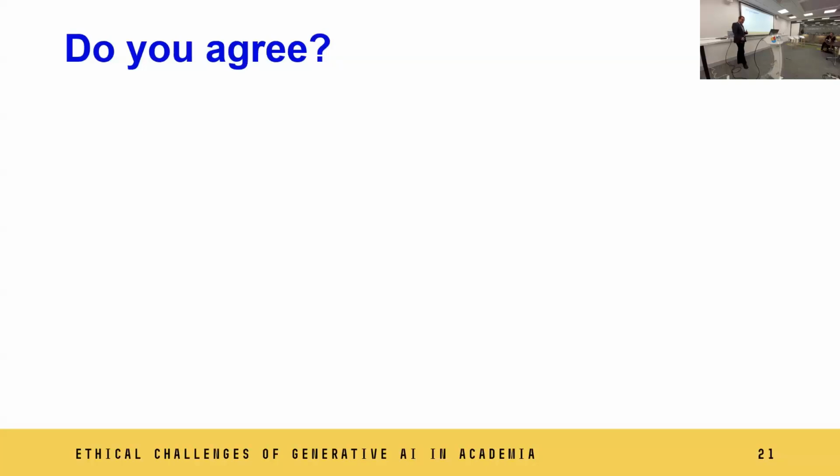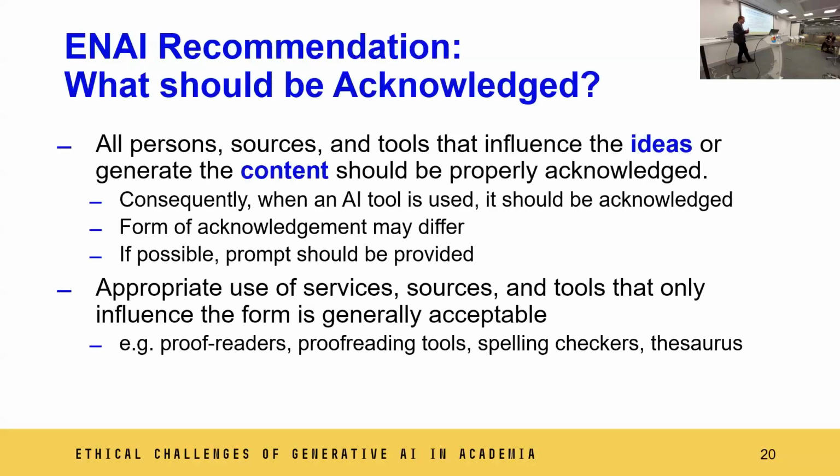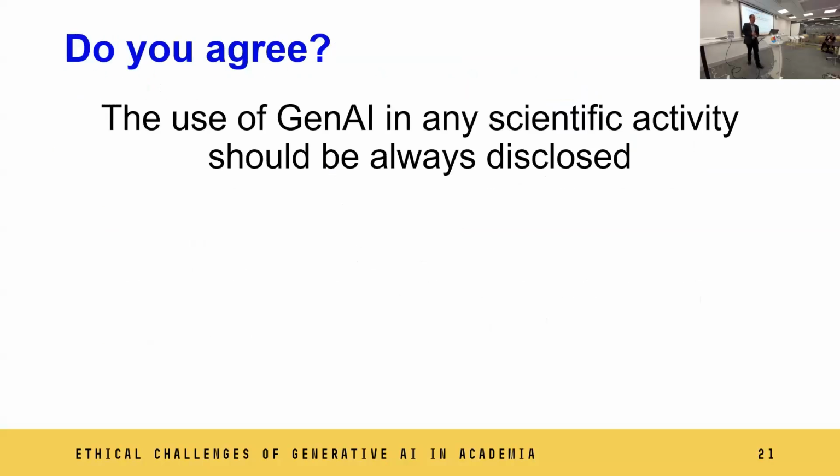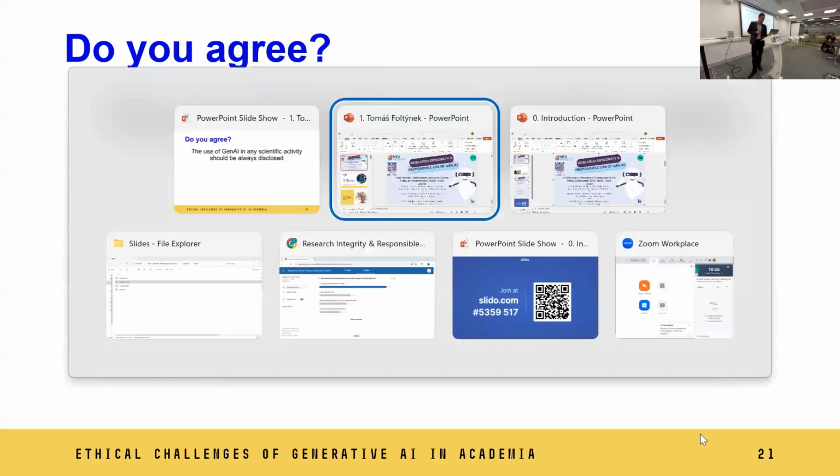So, does this requirement apply also to science? Do you agree that the use of GenAI in any scientific activity should be always disclosed?